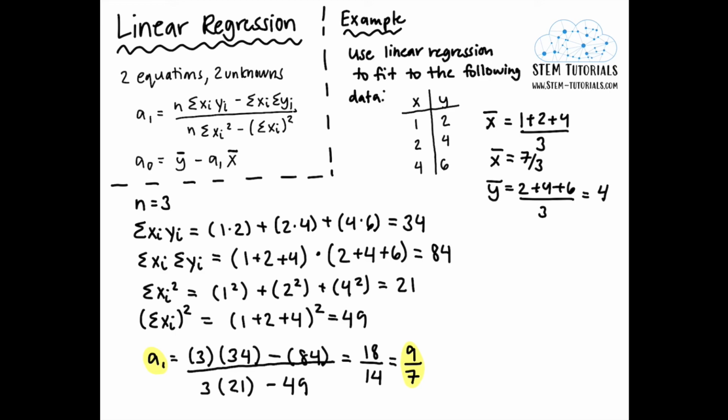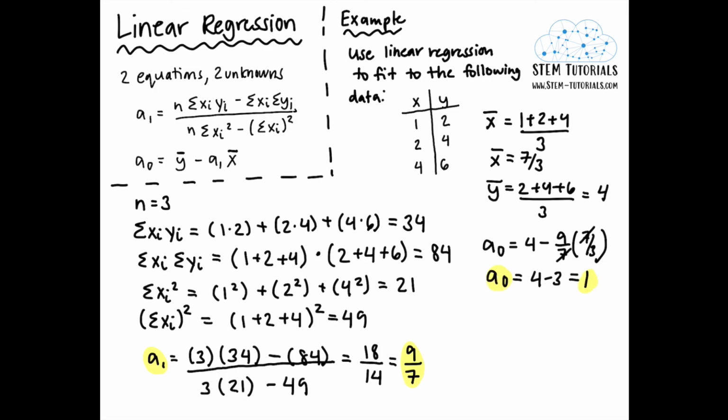And so substituting it to get our A0, so our intercept value, we get A0 equals 4 minus our A1, which is 9 over 7, times our mean of the x value, which is 7 over 3. So our 7's cancel nicely, and we get our A0 equals 4 minus 3, which equals 1. So with this, we solved for our y-intercept value.